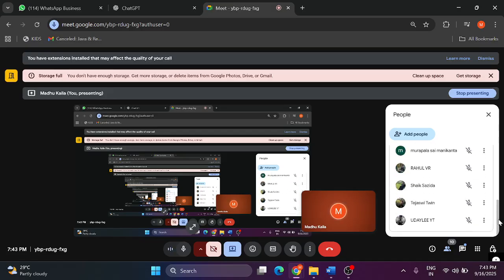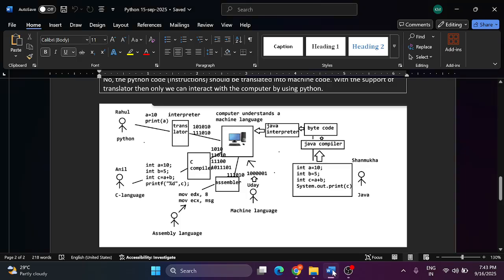Okay guys. So to convert Java code into machine code, we need to use Java compiler as well as interpreter.